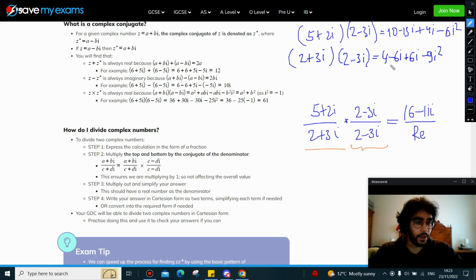Now you realize that you have a minus 6i and plus 6i. So this will just simplify. And you have 4 minus 9i squared. But i squared is a real number because i squared is minus 1. Minus 1 is a real number. Minus 1 times minus 9 is plus 9. So you have 4 plus 9, which will be equal to 13. So in the denominator, you will have 13.